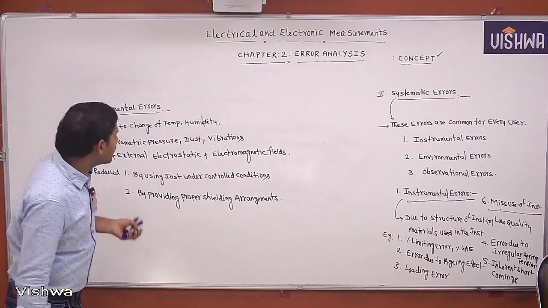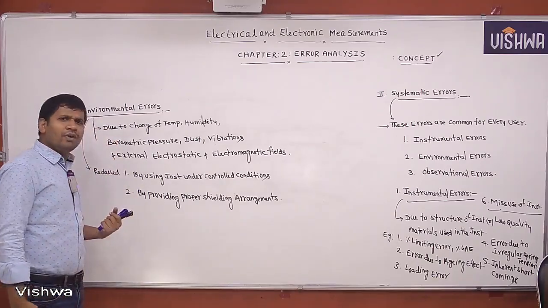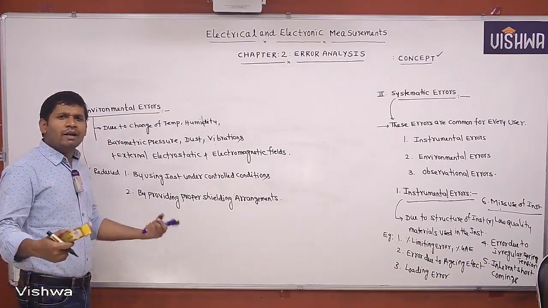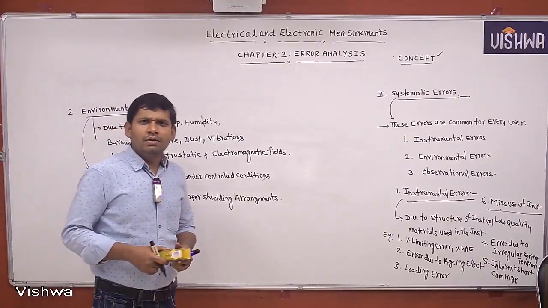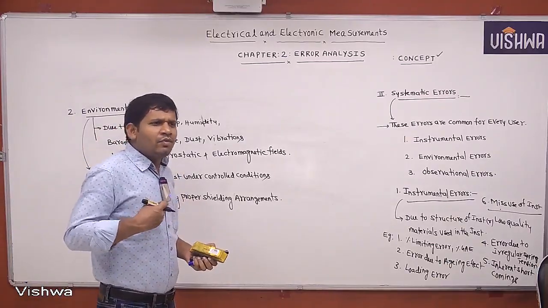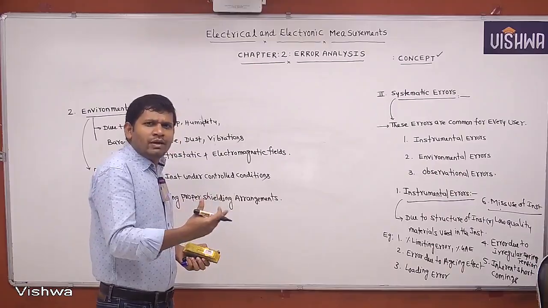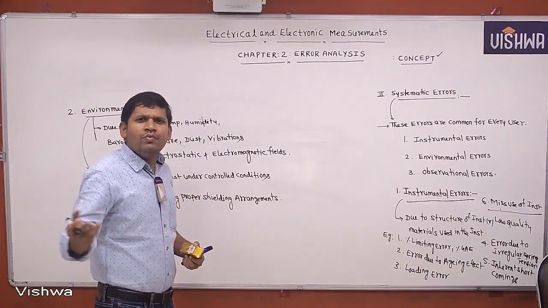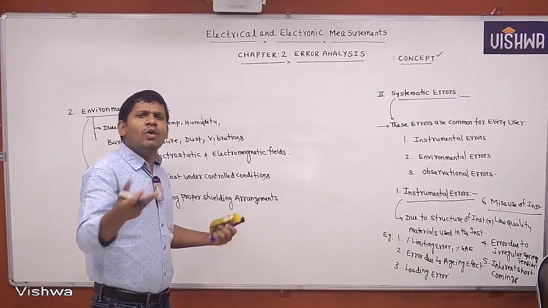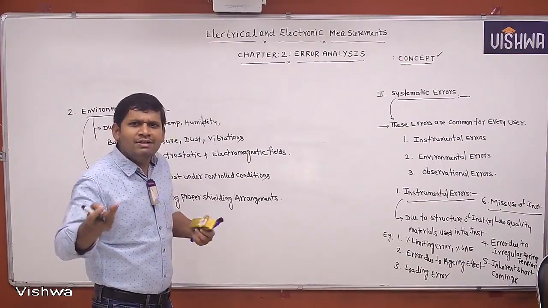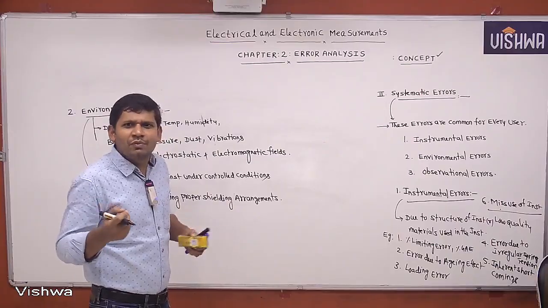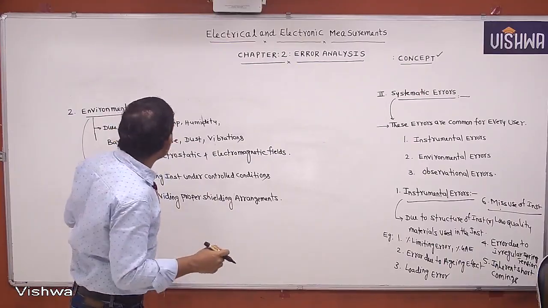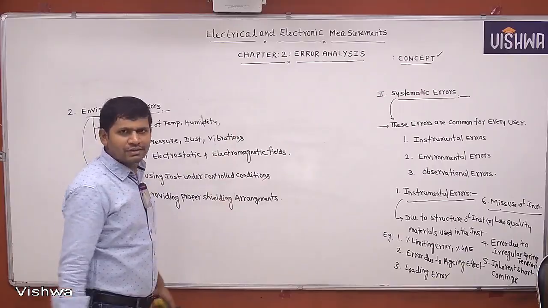Clear? This is also common for every user. Yes or no? In a particular condition, we are doing one experiment. When I use that instrument at a particular condition, whatever the environmental effect is for me, if you do the same experiment, for you also the same environmental effect will be there. It will not change from person to person. That's the reason why these errors are taken as systematic errors.